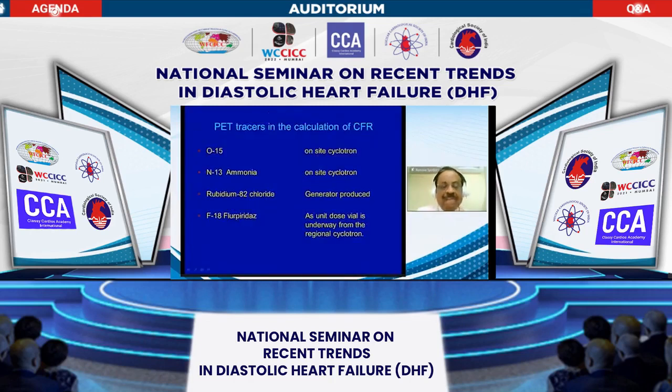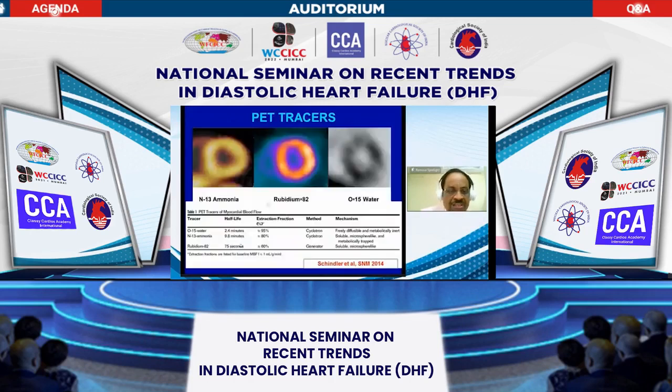So what are the PET tracers available? Oxygen 15, on-site cyclotron, very short half-life. Nitrogen 13 ammonia, on-site cyclotron can do. Rubidium 82 chloride, generator produced, and the F18 fluoride, which will be introduced very shortly to the market. Here you can see the ammonia images, the rubidium images and the oxygen 15 images. I think you all will agree with me, nitrogen 13 ammonia and rubidium 82 are good tracers with a good distribution.